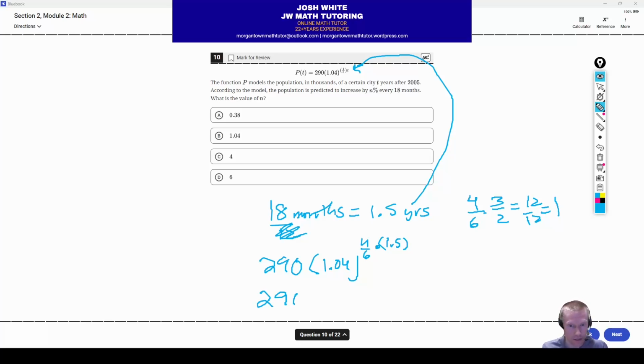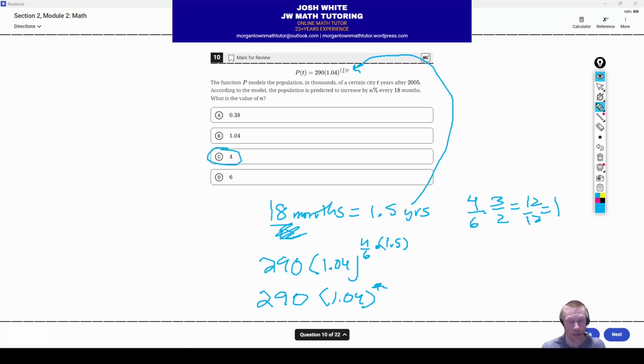So you ultimately get 290, the initial amount, times 1.04 to the first. Well, 1.04 to the first is just 1.04. So this is the same as a 4% increase. In other words, when you multiply a number times 1 point x, that x, whatever that decimal value is, is your percent increase. So the correct answer for this one is letter C.